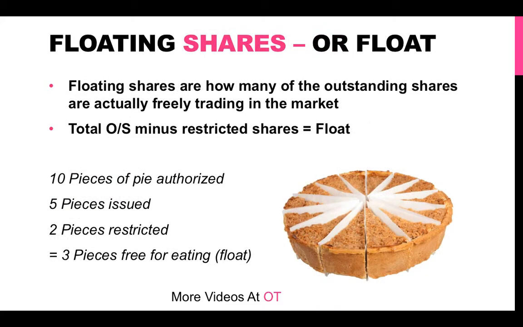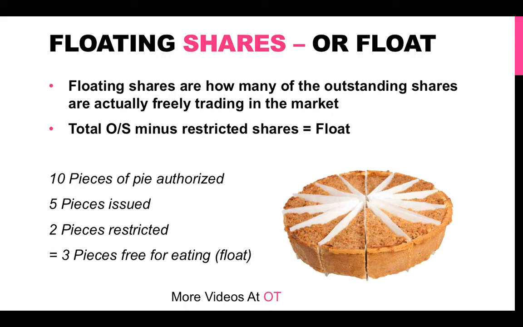Now, the last tier of the share structure is the floating shares, or float. Floating shares are how many of the outstanding shares are actually freely trading in the market. When you go to place a trade with your broker, this is what you are actually dealing with as far as the market goes when you buy or sell. You're going to be buying and selling these shares in the float. Determining the float is easy. You just take the total outstanding shares minus the restricted shares, and that equals the float.